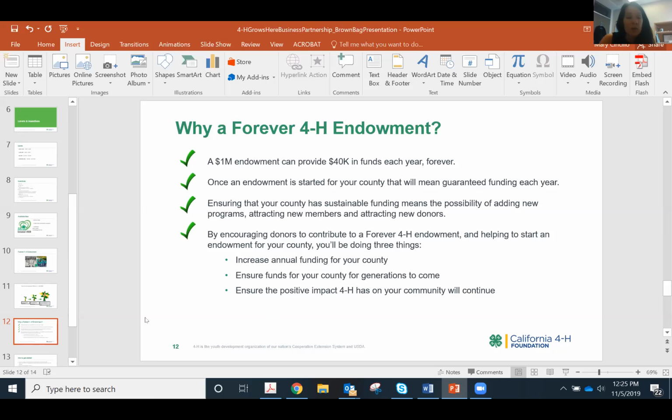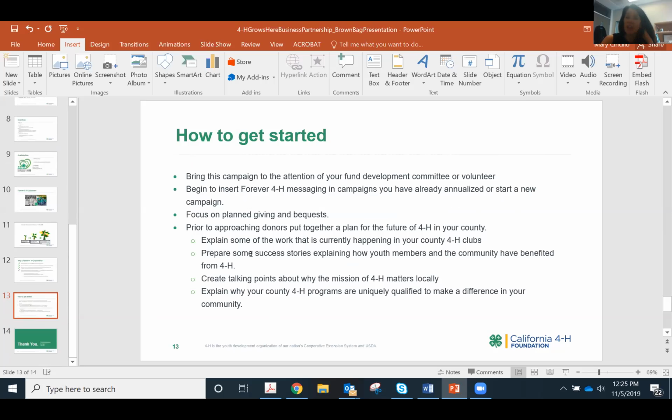So I think how to get started is, again, if you have those volunteers that are messaging fundraising for you, we want to pepper in messaging about the Forever 4-H endowment, and I can help with that. The way we're getting started at the statewide office is, like I said, the 50-50 in the appeal. We are also looking at putting a buck slip into the spring appeal, the hard copy direct mail appeal, and targeting specific donors that we think would like to give to an endowment.